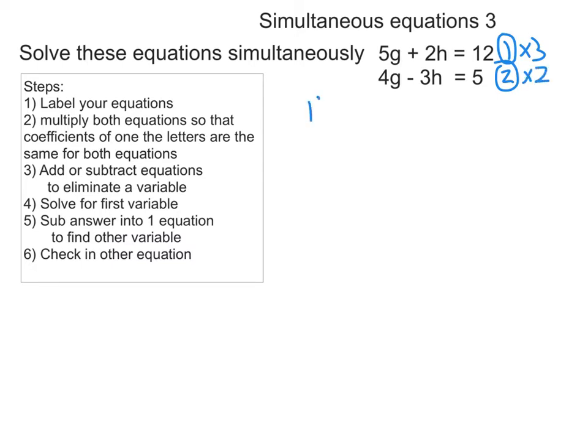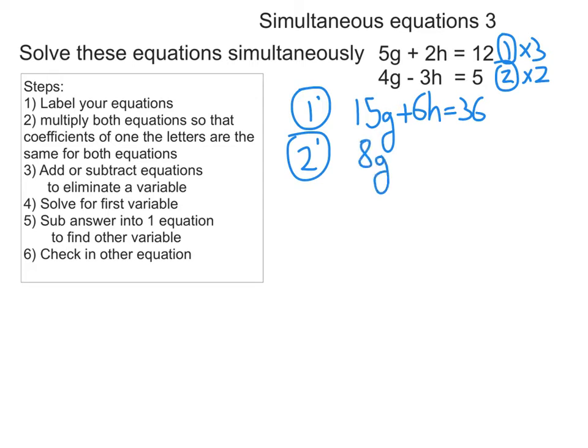So let's just write them over here. So I've got 1 dash here, 15g plus 6h is equal to 36. And then 2 dash, I've got 8g take away 6h is equal to 10. And let's add them. 15g plus 8g is 23g. 6h plus negative 6h is 0h, so that's been eliminated. And 36 add 10 is 46.